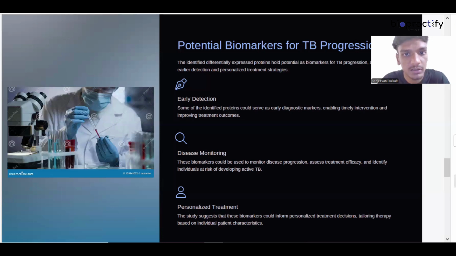Early detection: some of the identified proteins could serve as early diagnostic markers, enabling timely intervention and improving treatment outcomes. Next is disease monitoring. These biomarkers could be used to monitor disease progression, assess treatment efficacy, and identify individuals at risk of developing active tuberculosis. Personalized treatment. The study suggested these biomarkers could inform personalized treatment decisions, tailoring therapy based on individual patient characteristics.